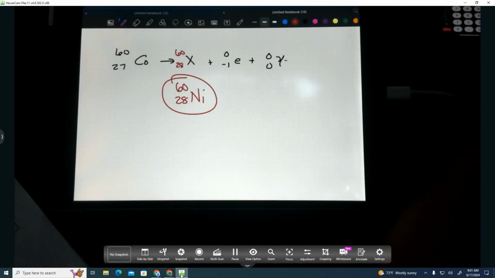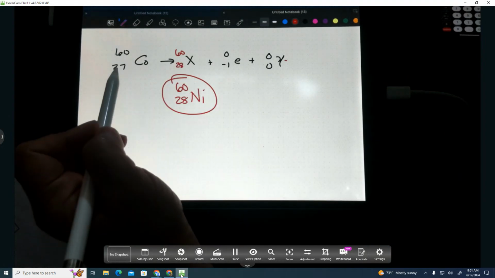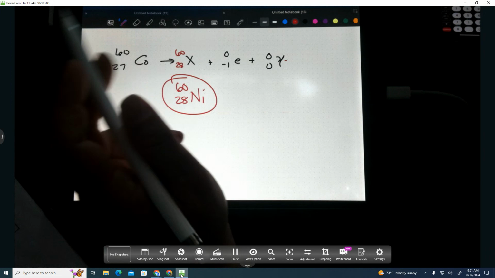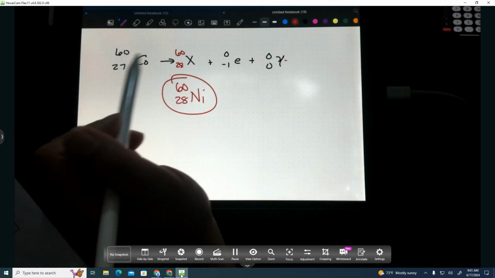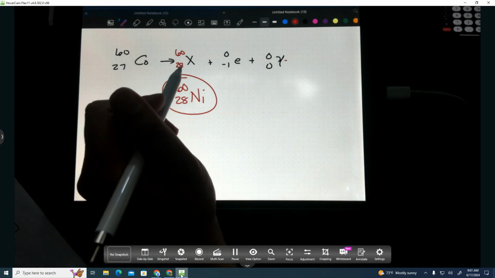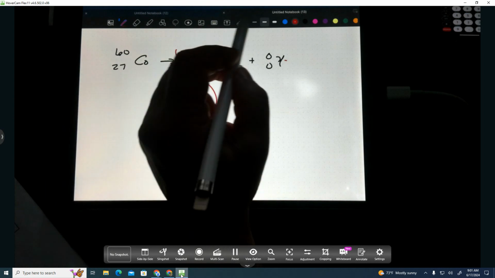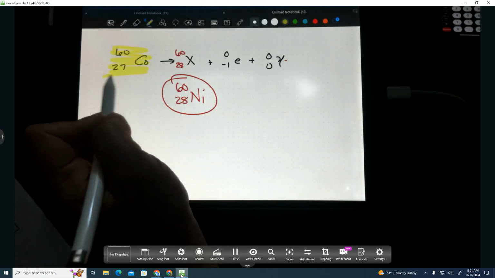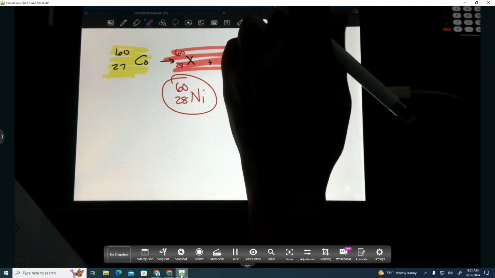Look: 60 plus 0 plus 0, and the right side has to be 60. 60 equals 60. Then 27 equals 28 plus negative 1 plus 0. 28 plus a negative 1 equals 27. This side of the equation has to be equal to this side of the equation.